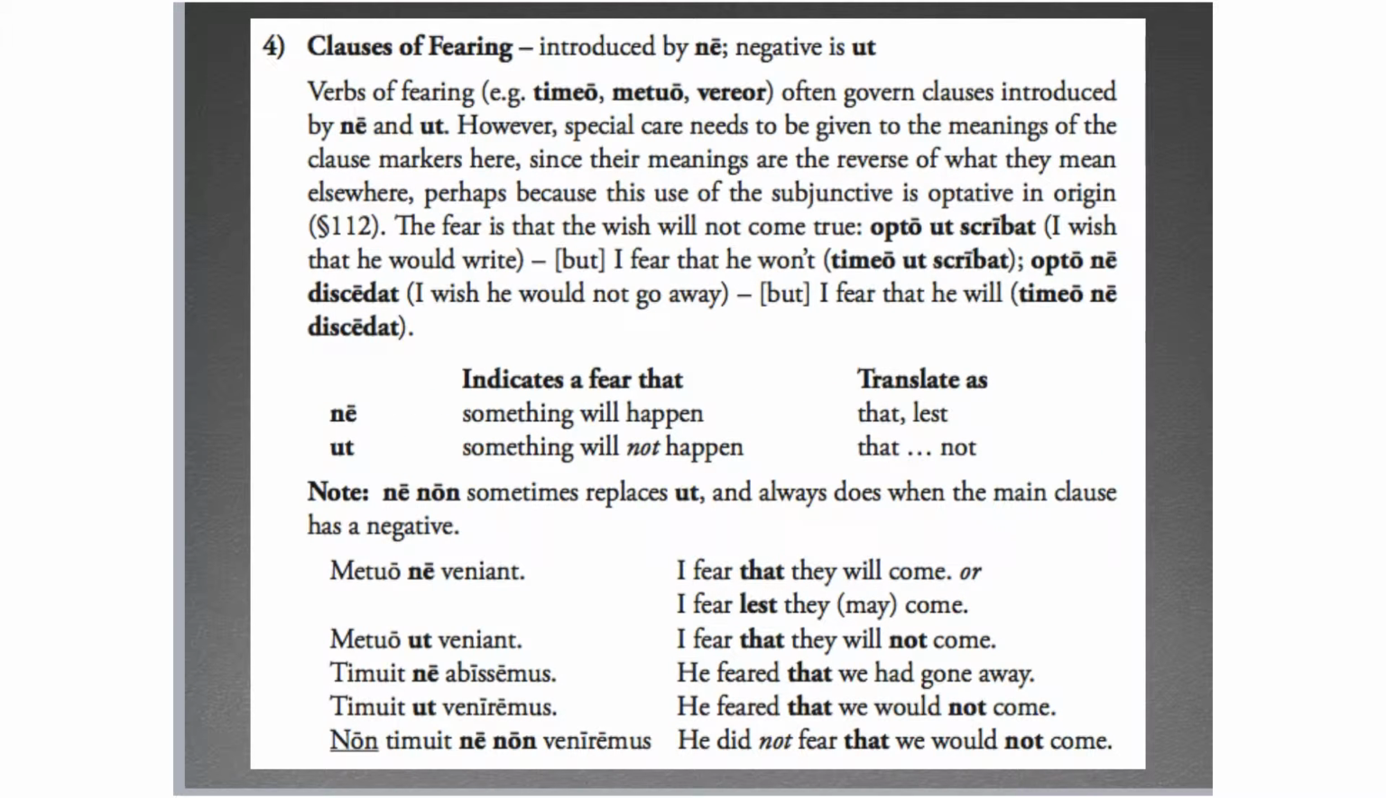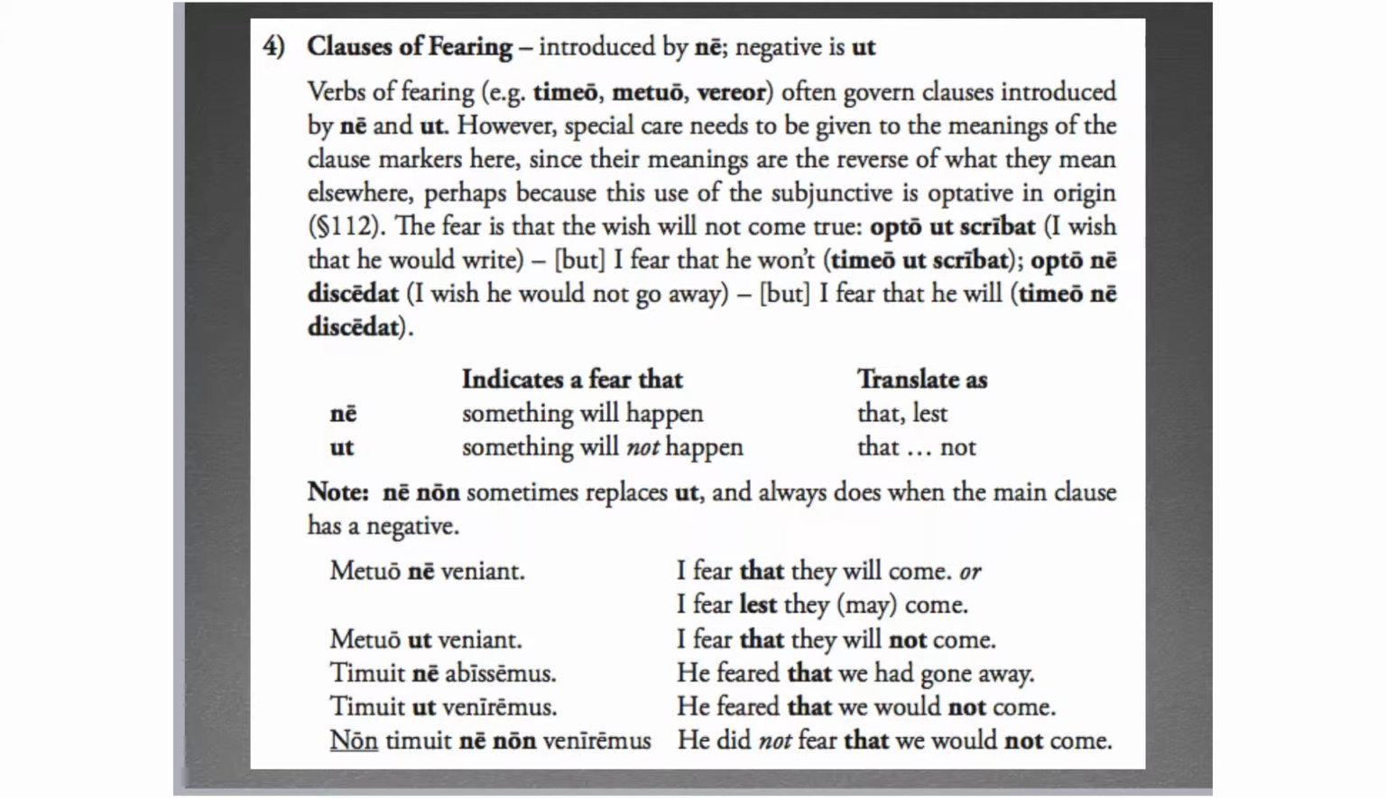All right, this is what's called a fearing clause. A fearing clause is basically just a type of noun clause. The trick with the fearing clause is that its ut and ne will be reversed. So, ne will actually introduce the positive, and ut will introduce the negative.